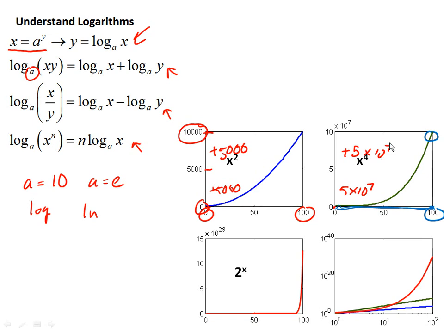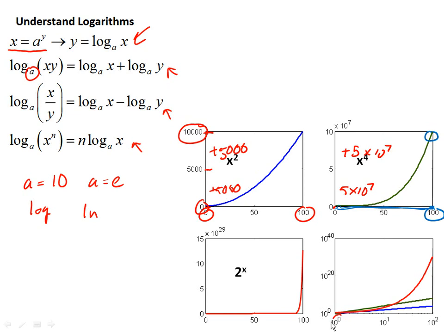If you plot these on a logarithmic scale, and remember we're talking about logarithms, you can see that the 2 to the power x on a logarithmic scale and the x squared, which is the blue line, and so on and so forth, really can be seen very clearly on the same scale.